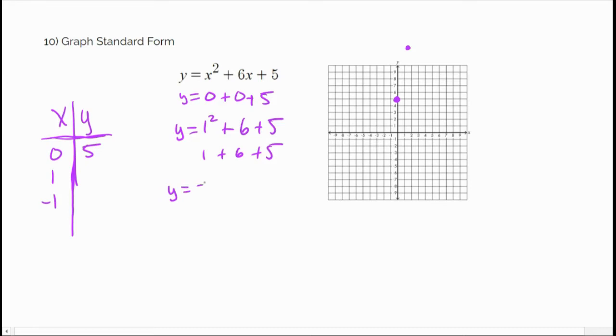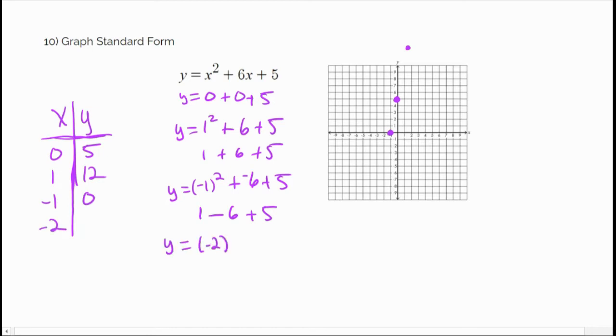So y equals -1 squared plus 6 times -1, which is -6. -1 squared is 1, plus a -6 is the same as -6. 1 minus 6 is -5, plus 5 is 0. And hey, that's helpful because that gives me one of my x-intercepts. Let's keep going in that direction here. So I got 0. Let's see what we get when we plug in -2.